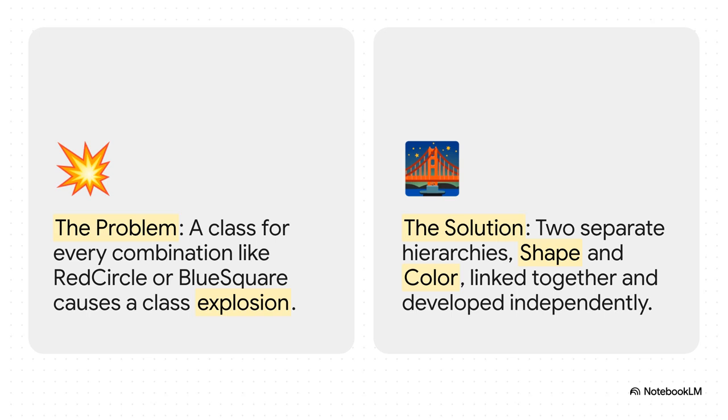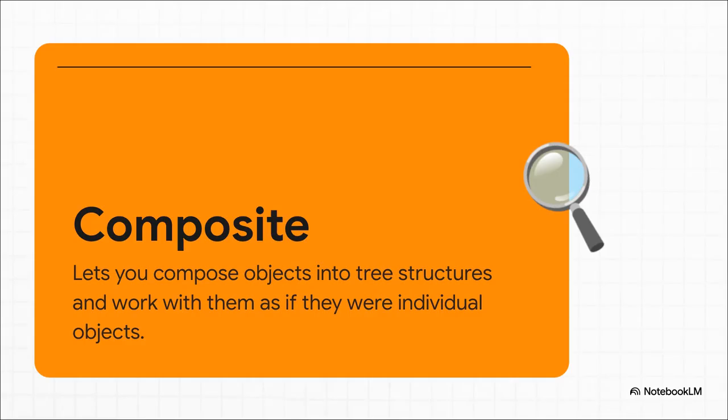The bridge pattern prevents this mess by creating two totally separate, independent hierarchies: one for shapes, one for colors, and then it just links them together. Now you can add a new color without ever touching the shape code, and vice versa. It's a game changer. So what about when you're dealing with tree-like structures where some parts are groups and other parts are individuals? That is exactly where the composite pattern shines.